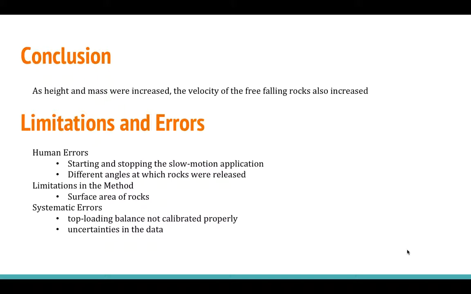So in conclusion, what we found was when the height from which the rock was being dropped was increased, then the overall velocity also increased. This matched the original hypothesis that we had stated. However, when the mass was increased, the velocity again increased. This did not match the hypothesis.